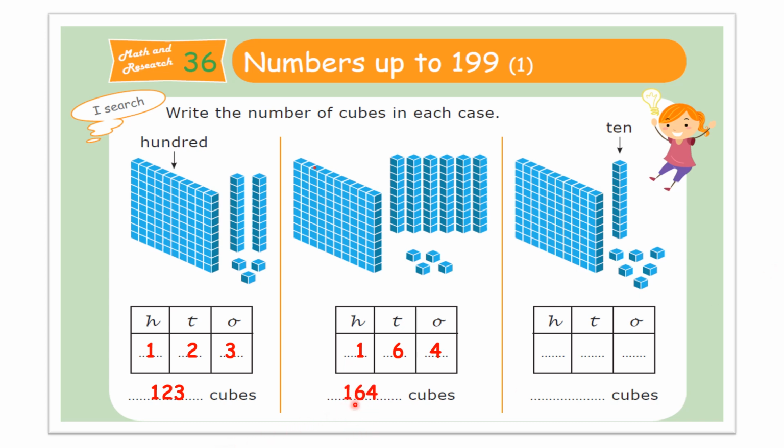Excellent. We read it 164. And the last picture, count again the hundreds. Yes, 100. The tens, also 110. And the ones, 1, 2, 3, 4, 5, 6. So we have 6 ones. So my number is, yes, 116. We read it 116.